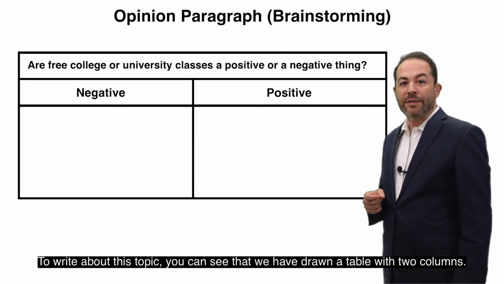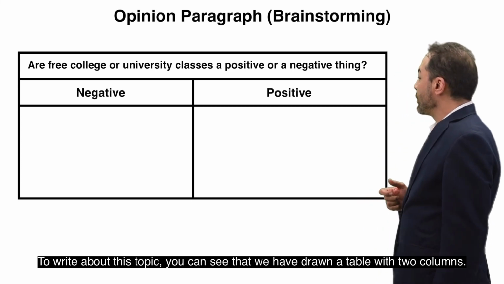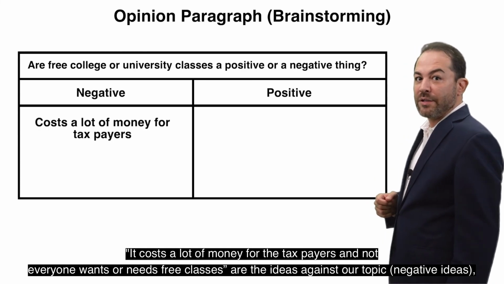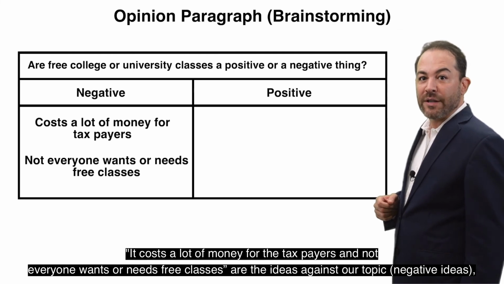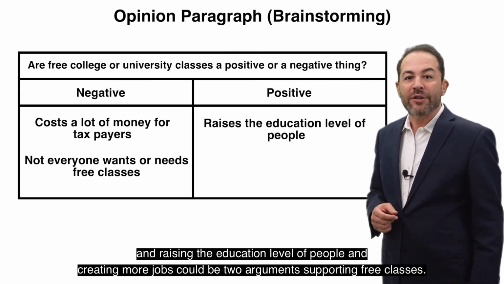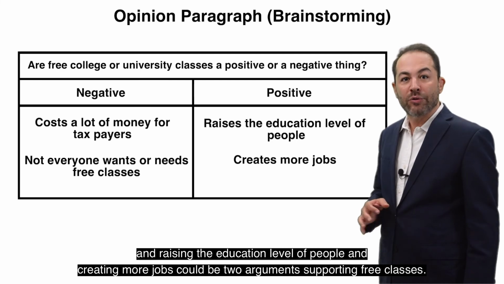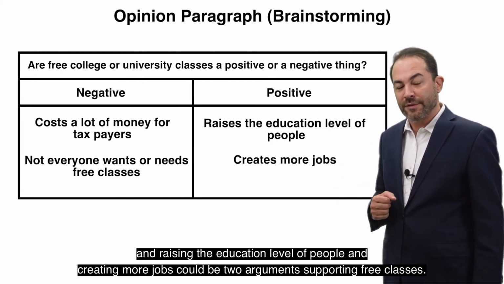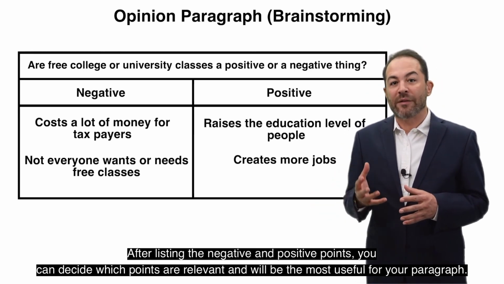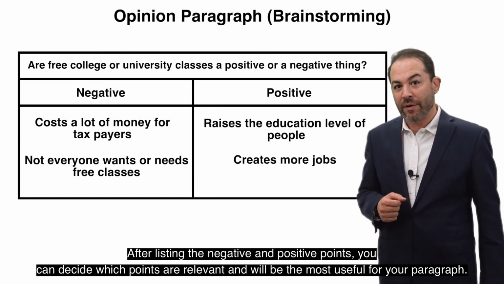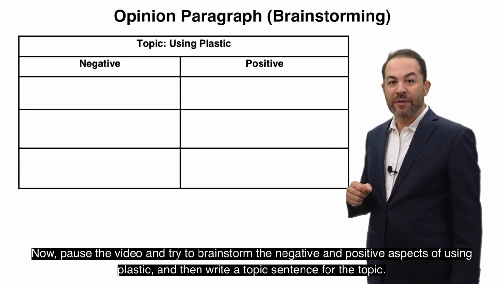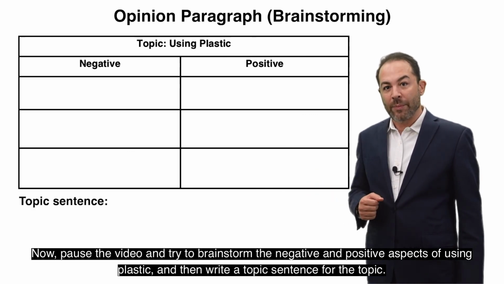To write about this topic, you can see that we have drawn a table with 2 columns. It's negative and positive sides. It costs a lot of money for the taxpayers, and not everyone wants or needs free classes. Are these ideas against our topic, or negative ideas? And raising the education level of people and creating more jobs could be two arguments supporting free classes. After listing the negative and positive points, you can decide which points are relevant and will be the most useful for your paragraph. Now pause the video and try to brainstorm the negative and positive aspects of using plastic, and then write a topic sentence for the topic.